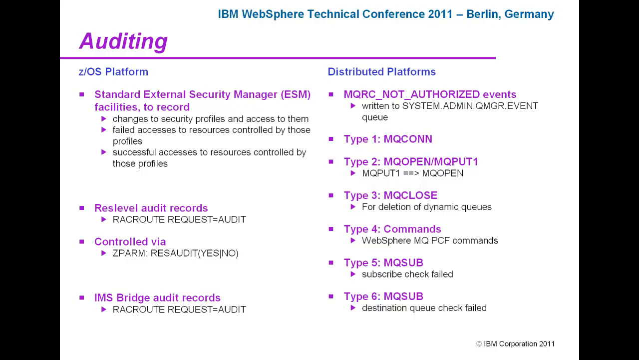MQ Close, for deletion of dynamic queues or deletion of durable subscriptions that were not your own. You have a security check. If you fail those, you'll get a type 3. Issuance of any command that then fails on the security check, you'll get a type 4 report. And a sub-failure will have one of the last 2, type 5 if it's the topic check that you failed, and a type 6 if it's that destination put check that you failed.